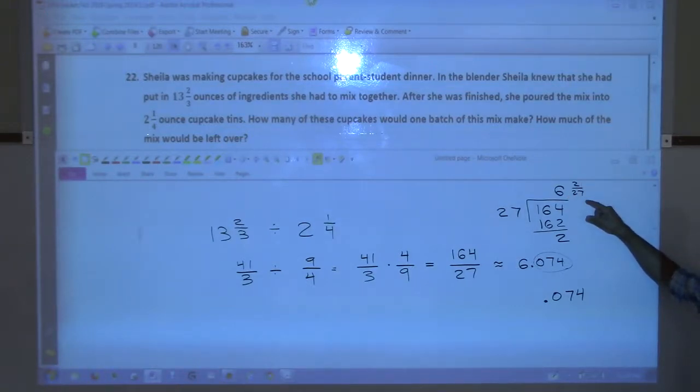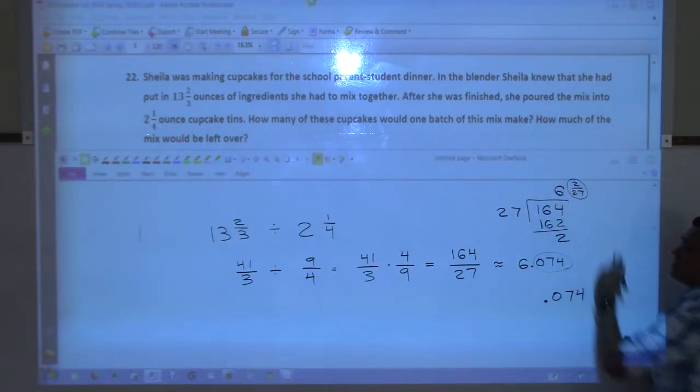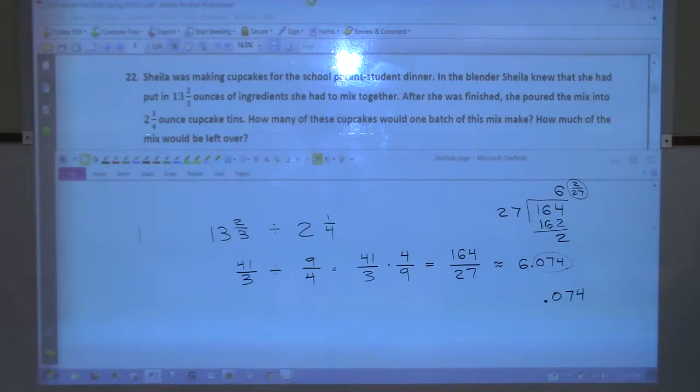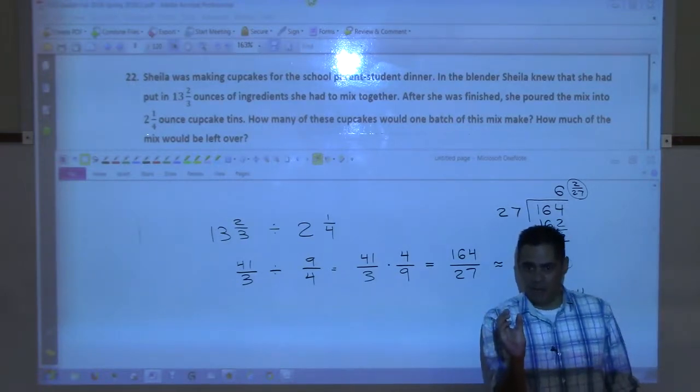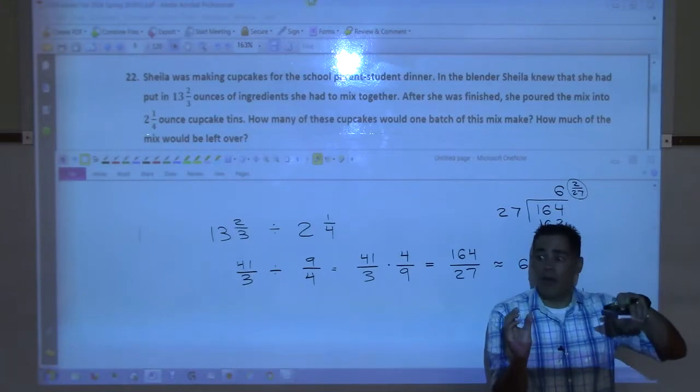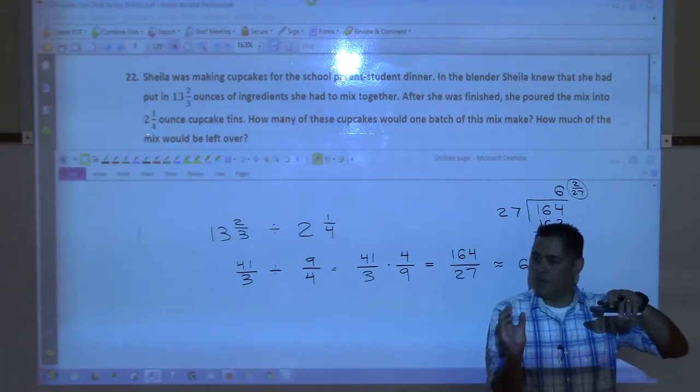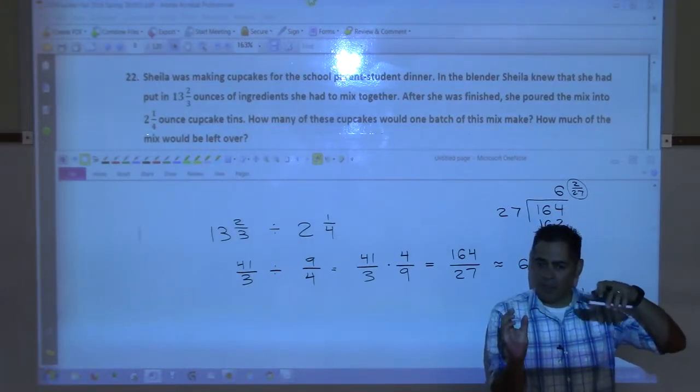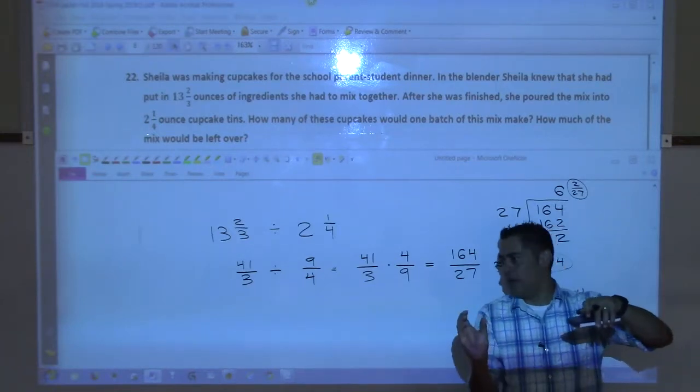Okay? You all still okay with that? Okay. So now this 2/27 is still not how much mix we have left over. That's how much of a cupcake we have left over. So we have 2/27 of a cupcake remaining. So how can we figure out how much mix that is? What if I told you I had half a cupcake, and it took 4 ounces of mix. Each cupcake was 4 ounces, but I have half a cupcake left.